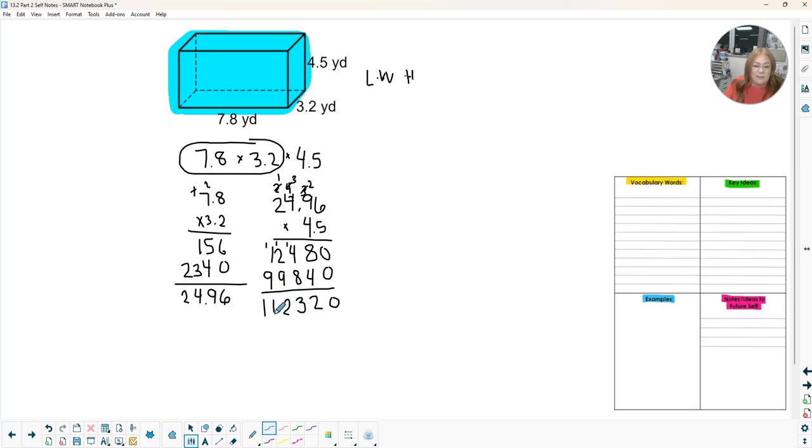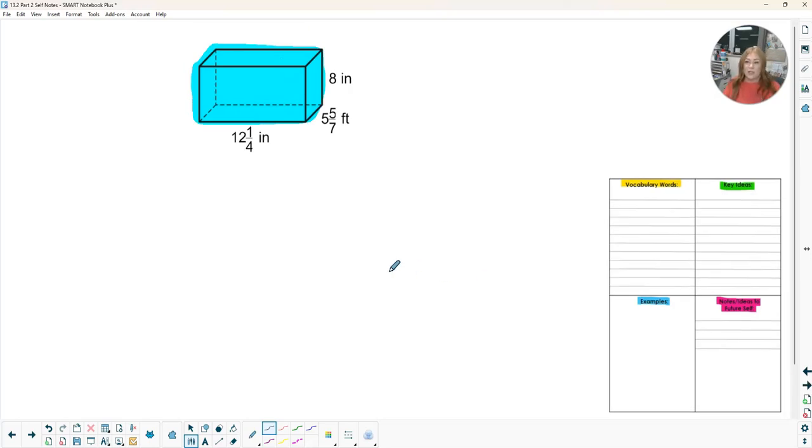9, 10, 11. Now, it's like 25 times 4. 4 quarters is like $1, 100. So my answer should be close to 100. We have 1, 2, 3 decimal places. 112 is pretty close to 100. So our final answer is 112.32. Our label is yards. And now we had to do all 3 dimensions. We're doing 3Ds. The inside, our answer is cubed. 112.32 yards cubed.